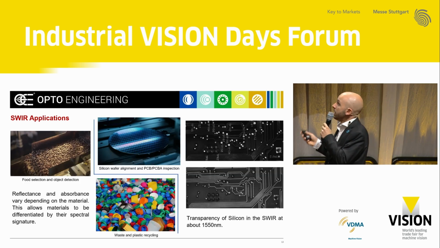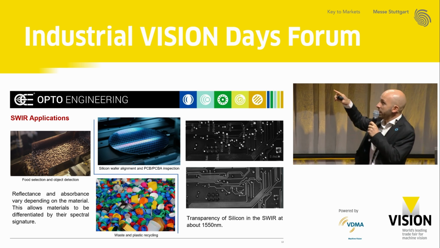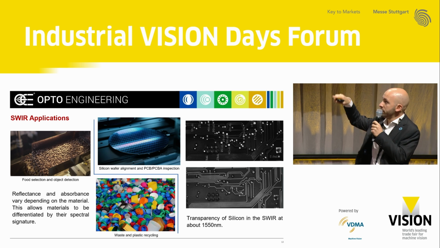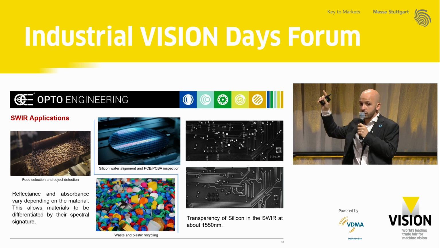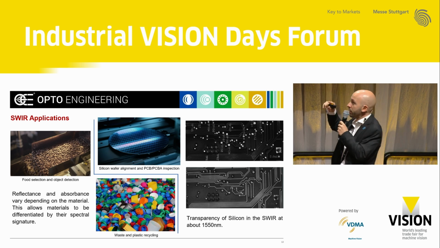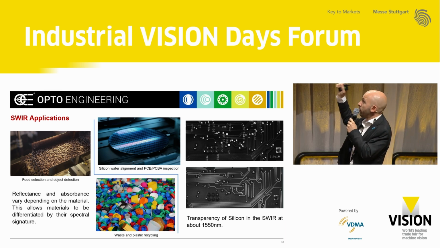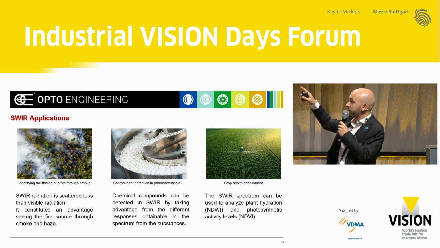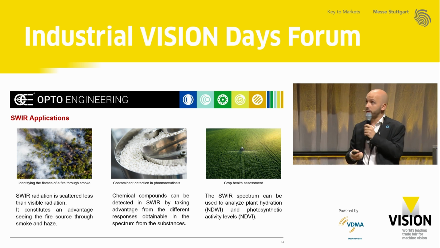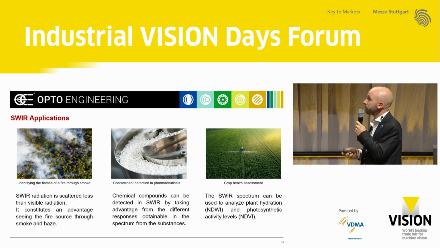We can have a lot of applications in SWIR. As you can see, it can be used for food selection and plastic sorting. It can be used in the semiconductor industry because, as we said before, silicon appears transparent in SWIR, and it can be used for wafer alignment and PCBA inspection, for example. But it is also useful for identifying the flames of a fire through smoke, for example, or for crop health assessment, or in the pharma industries.